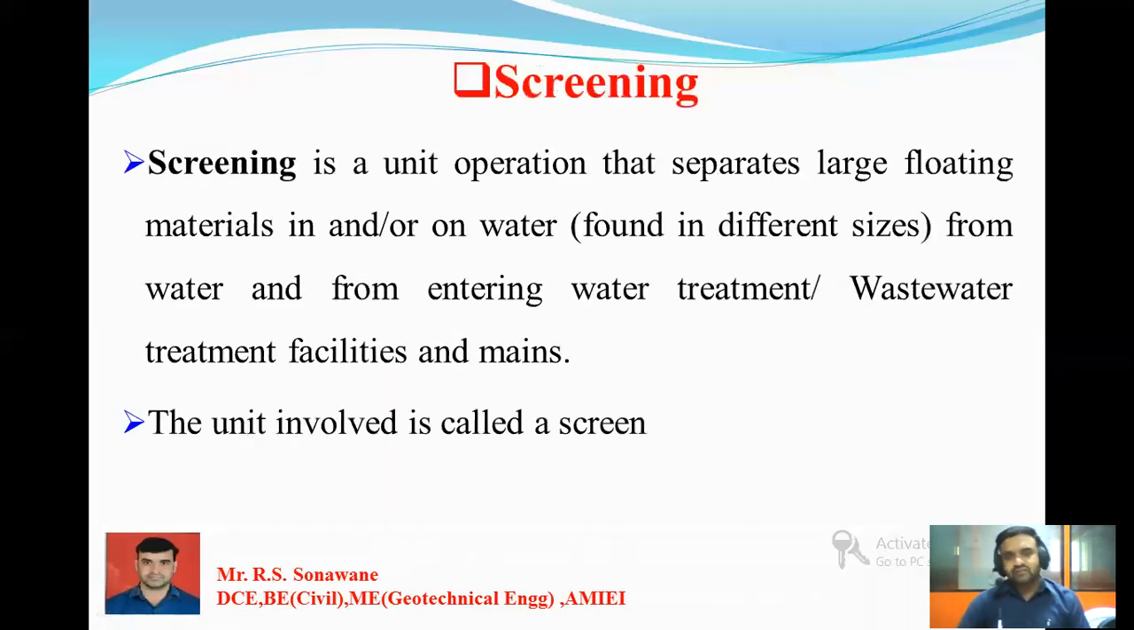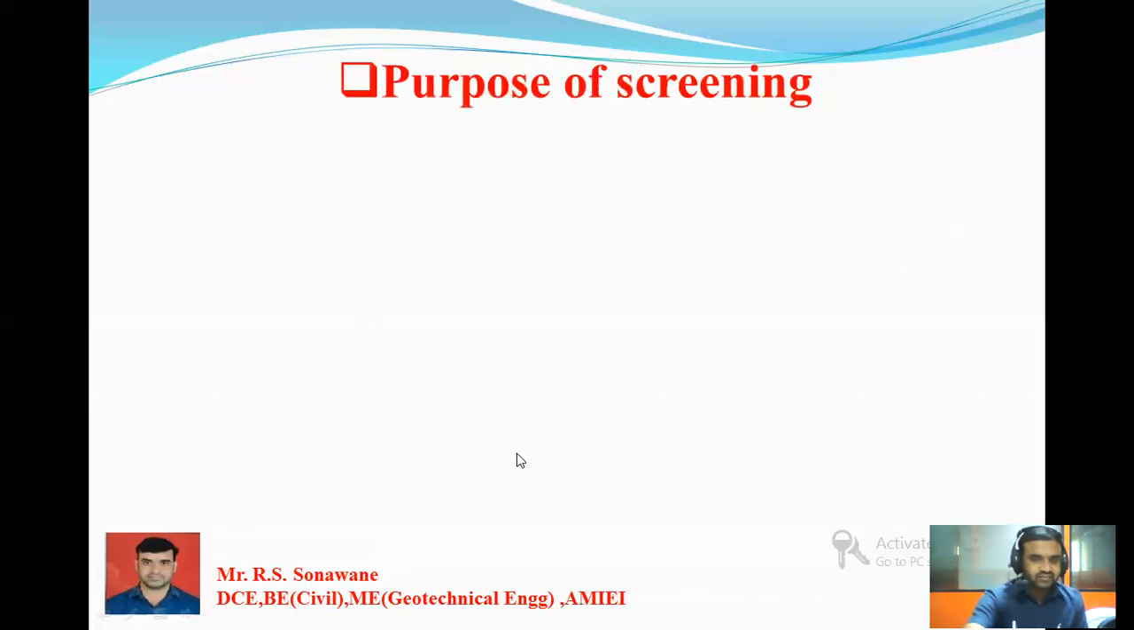So the first unit is screening. In the previous lecture I told you what screening is. Screening is a unit operation that separates large floating material in or on water, found in different sizes, from water in a water treatment or wastewater treatment facility. So in this sentence, screening is one of the units which separates large floating material, or removes it, in the sewage treatment plant. The unit involved is called a screen.